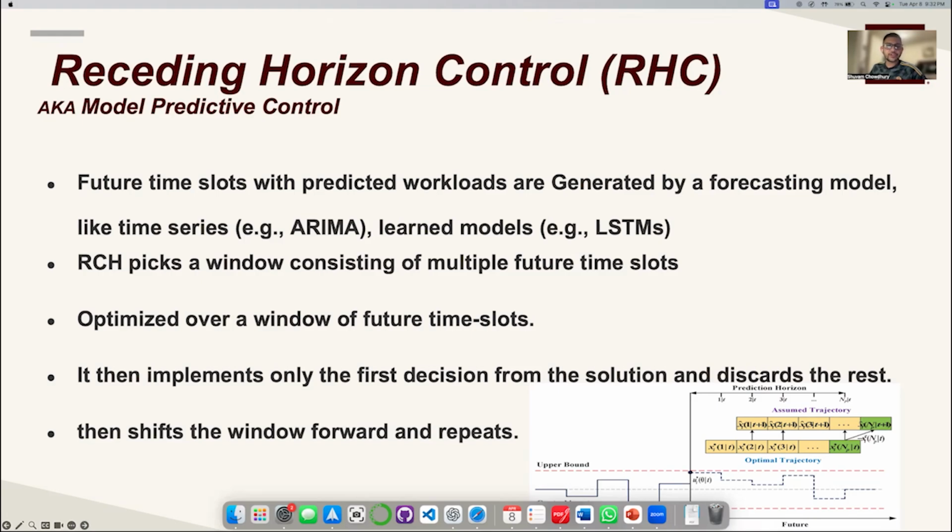Hello, I'm Shubham Chaudhary, and I'm going to be talking about receding horizon control. So basically, future time slots with predicted workloads are generated by forecasting models like time series and LSTMs. And then RHC picks a window consisting of multiple future time slots, and over that window, it optimizes to find the best decision. Basically, it implements only the first decision from the solution and discards the rest, and then shifts the window forward and repeats the process again.